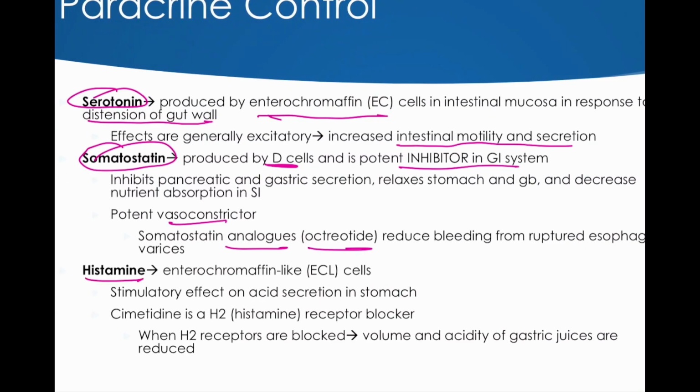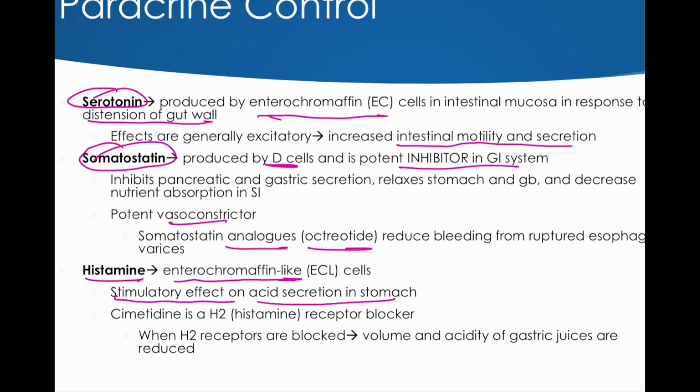The last one is our histamine. These are made by enterochromaffin-like cells. So enterochromaffin cells make serotonin. Enterochromaffin-like cells, or ECL, make histamine. Histamine has a stimulatory effect on acid secretion in the stomach. So if you have very high histamine levels, gastric acid levels go up as well.